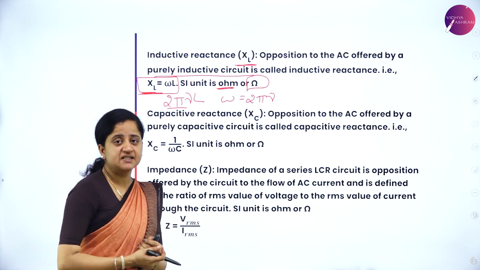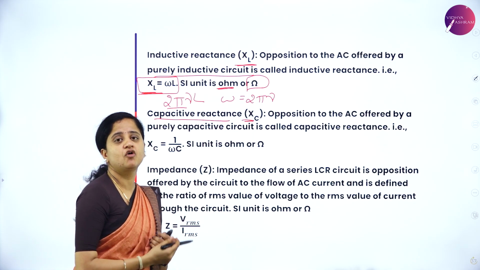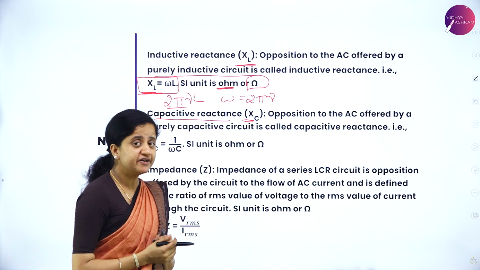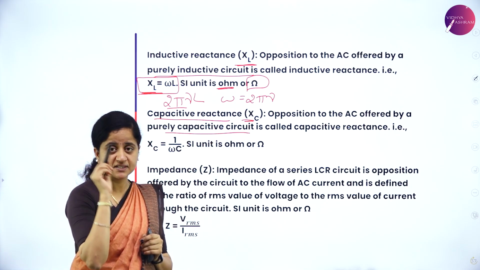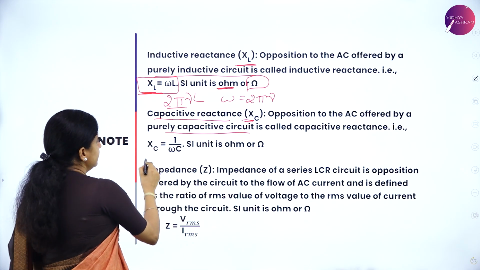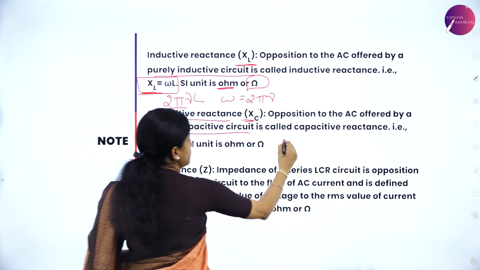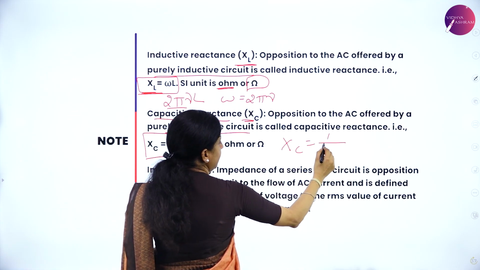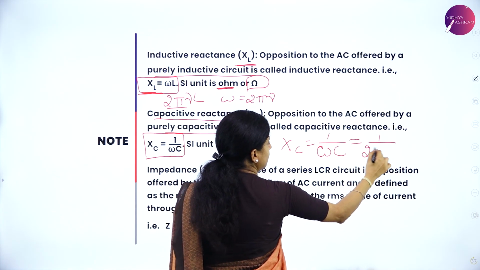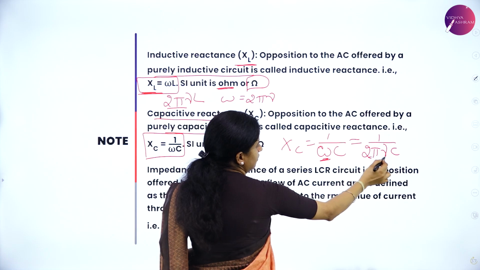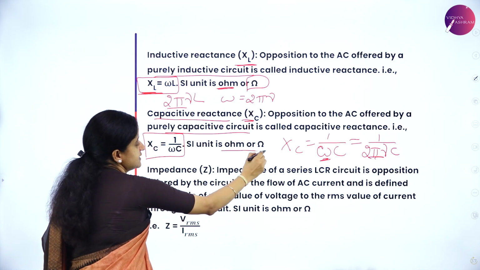The next one is capacitive reactance, which is denoted by XC. It is again nothing but the opposition to the AC offered by a pure capacitive circuit. It is called capacitive reactance, which is again analogous to resistance, and it is given by the expression XC is equal to 1 by omega C. So XC is equal to 1 divided by omega C. It can also be written as 1 by 2 pi nu into C, because omega is equal to 2 pi nu, or you can also write it as 2 pi F into C. The SI unit is again ohm.